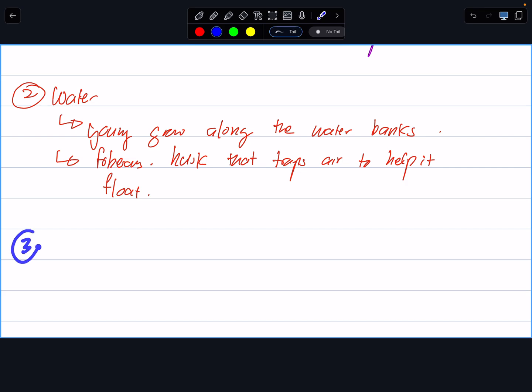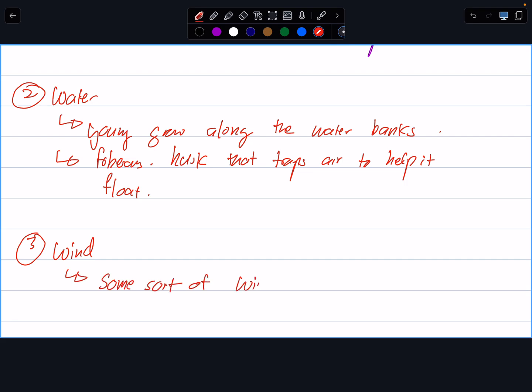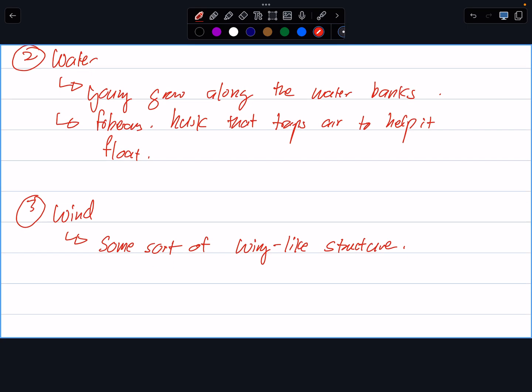Next, the last one, which is actually wind. So for wind dispersal, usually it has some sort of wing-like structure. Okay, so it can be like feather-like, wing-like. When in doubt, just say wing-like. When in doubt but obviously if you see that it looks like a feather, but when in doubt, wing-like structure, okay, the term.